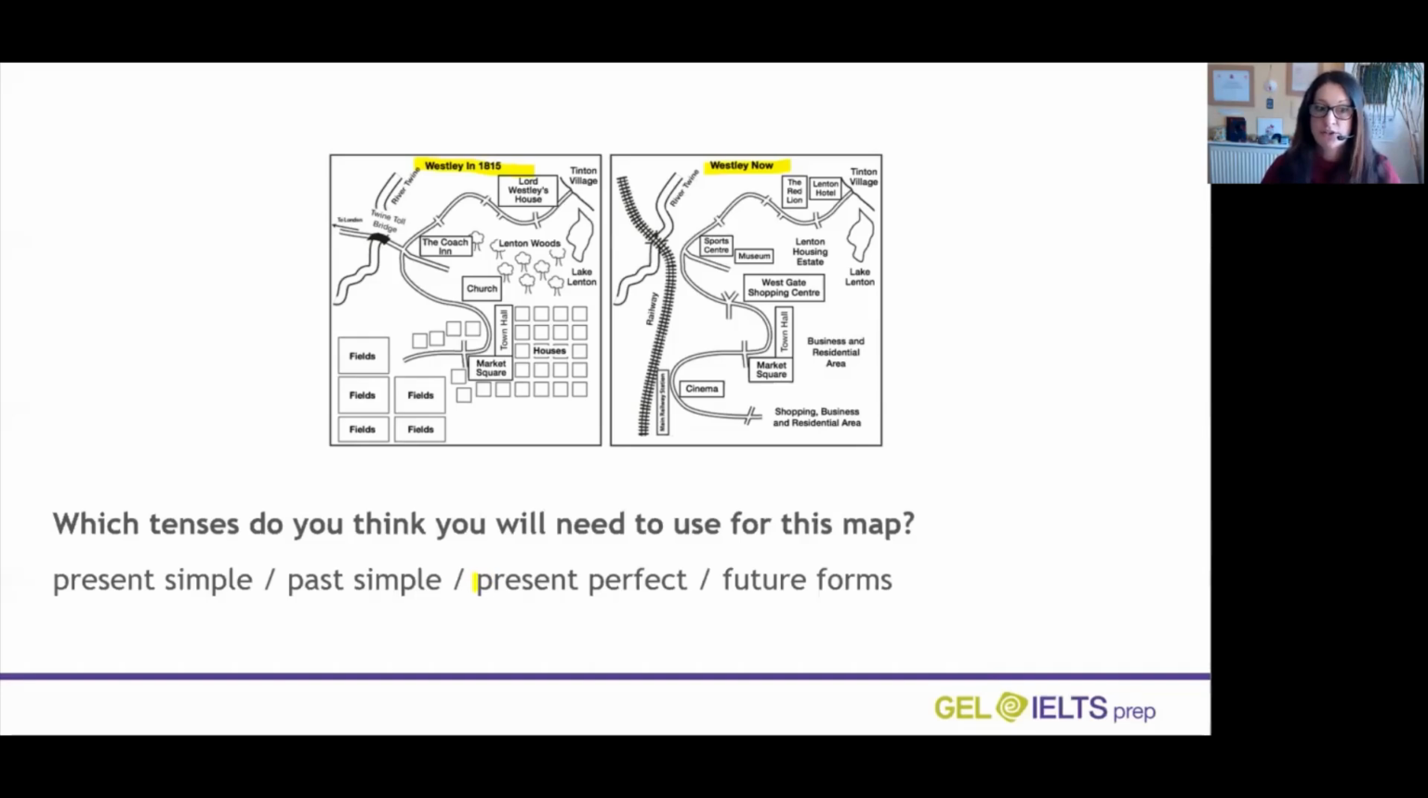We're probably going to use quite a lot of present perfect in this map because we're talking about 1815 in the past and what has happened between then and now. So that's going to be something we rely on quite a lot. Also, we're probably going to be using the past simple to talk about the situation in Wesley in 1815 and the present simple to talk about what the situation is currently now. So a combination of those 3 verb tenses would be good.